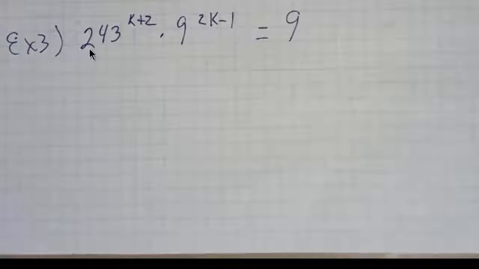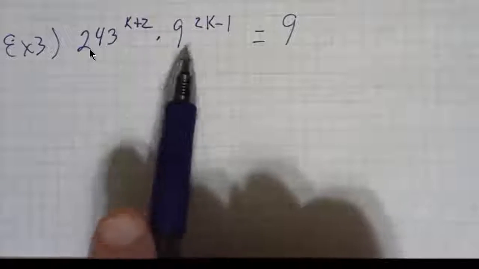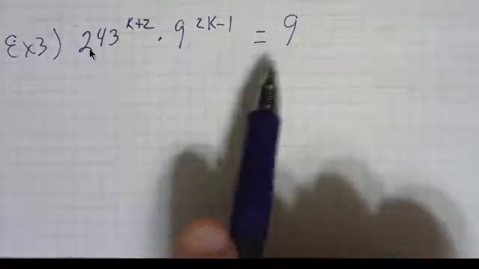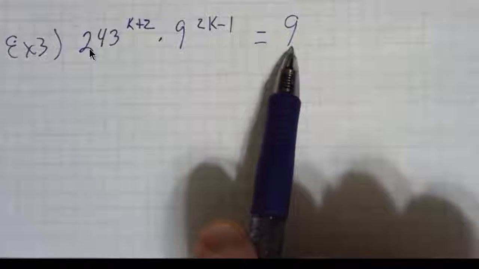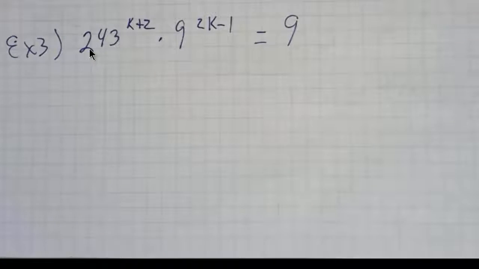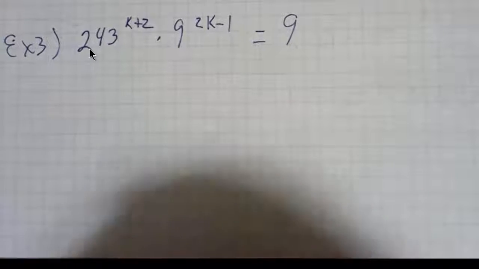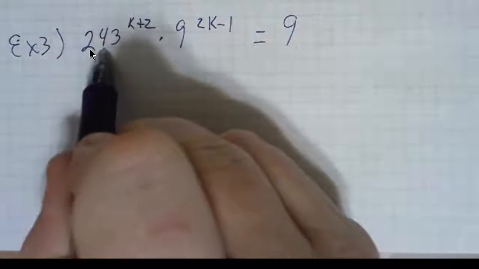This last example is still more challenging. You'll see we have 3 different factors, 2 on the left, 1 on the right. 2 of them are in base 9 and 1 of them is base 243. So what we've got to do is find a smaller base. And if you remember up here, we had a 243 that had a base 3. So I'm going to rewrite 243 as 3 to the 5th.